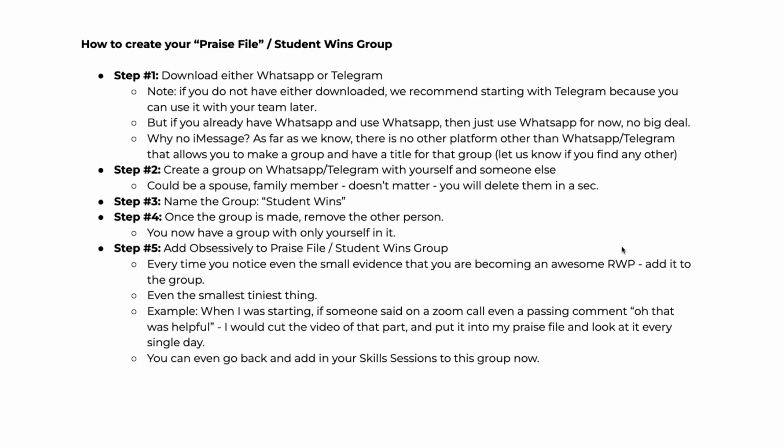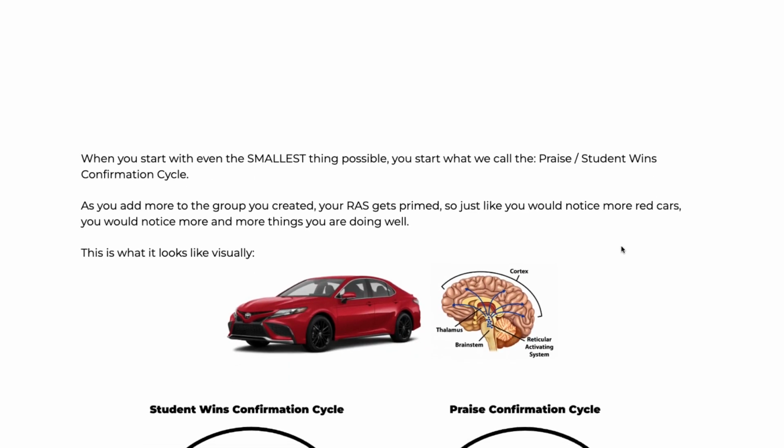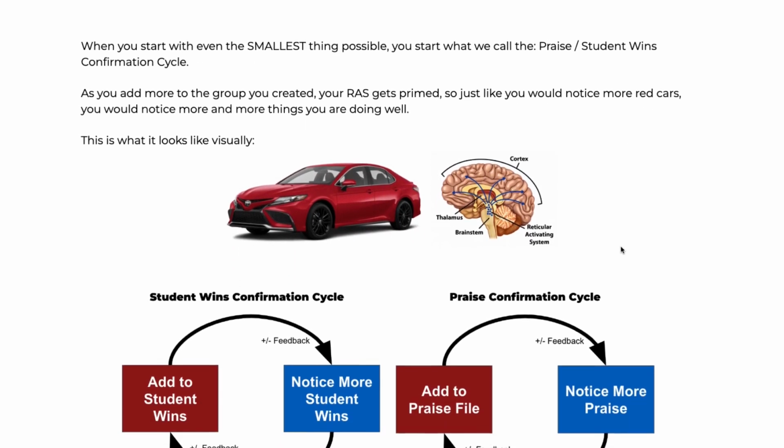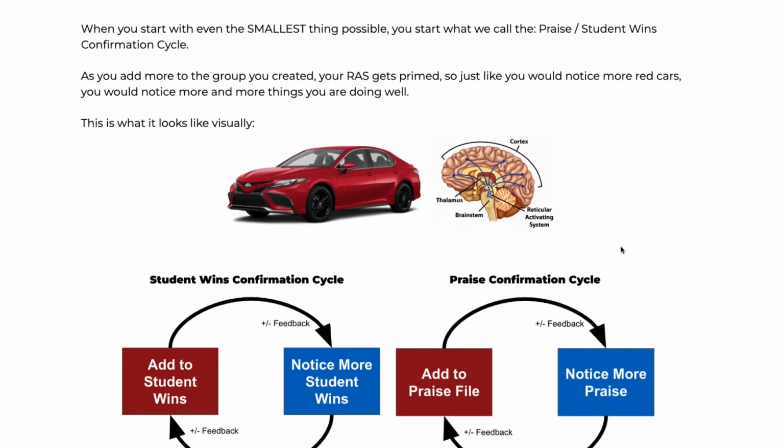Because what's going to happen is that when you start to notice even the smallest things that you are making improvement on, you are going to be starting what we call the praise/student wins confirmation cycle. This, ladies and gentlemen, is how you hack your brain to be able to focus on the positive. Because as you add more to this group that you just created, your RAS, your reticular activating system, gets activated. And just like you would notice more red cars, you're going to notice more and more things that you are doing well.